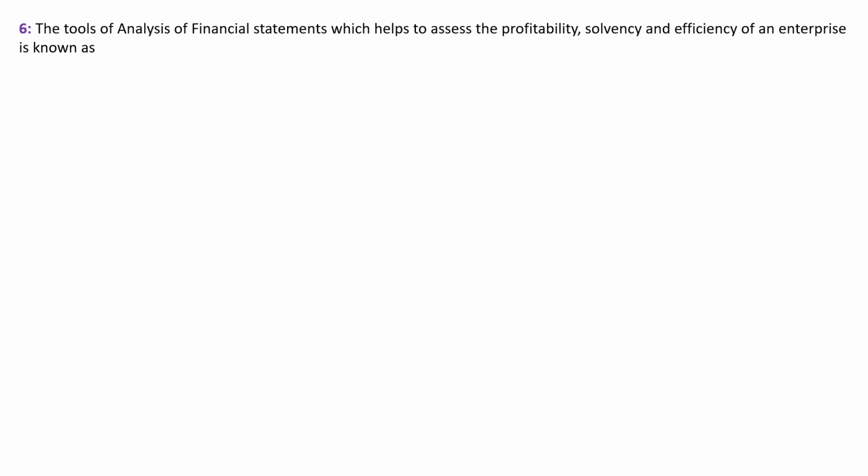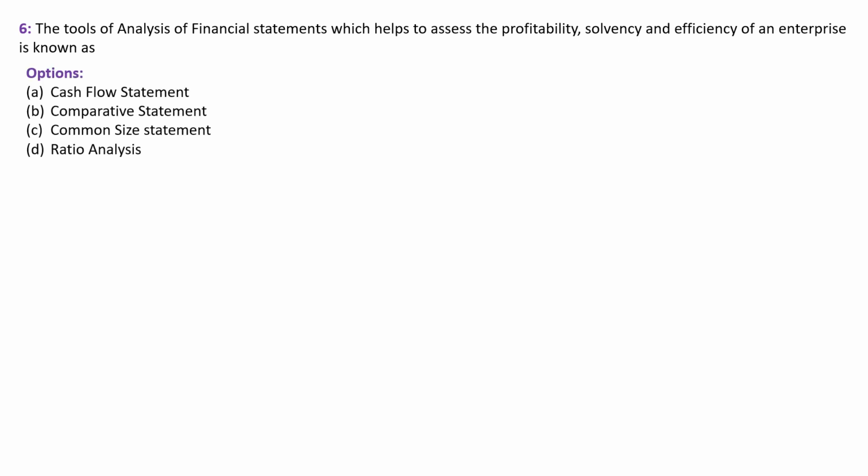Question number 6. The tool of analysis of financial statements which helps to assess the profitability, solvency and efficiency of an enterprise is known as: cash flow statement, comparative statement, common size statement, and ratio analysis. So the answer is ratio analysis. You have a lot of analysis in that, whether it is related to profitability, solvency, efficiency. In all cases, ratio analysis helps to determine the correct analysis of the financial statement.